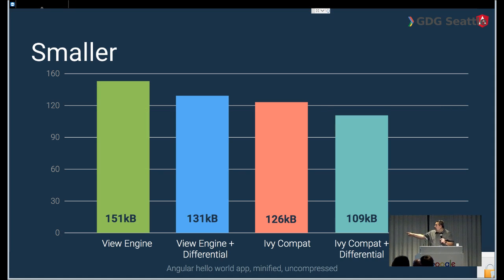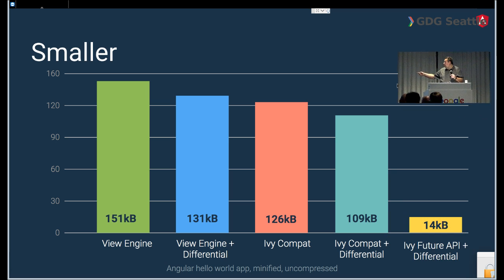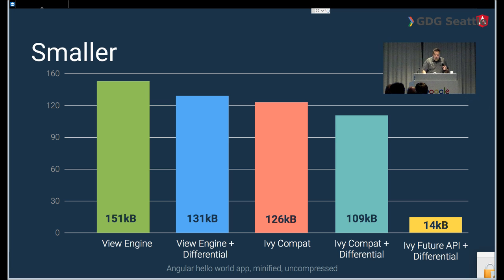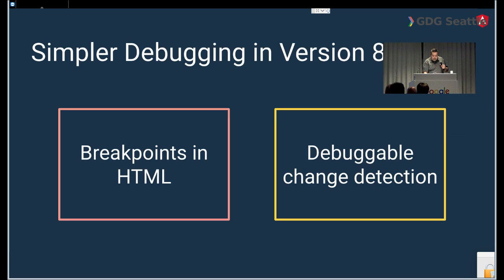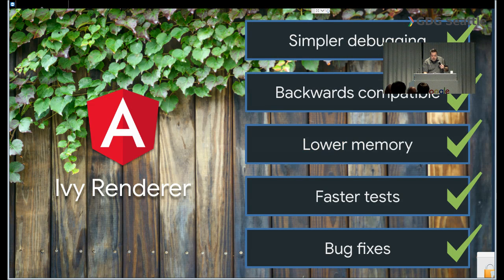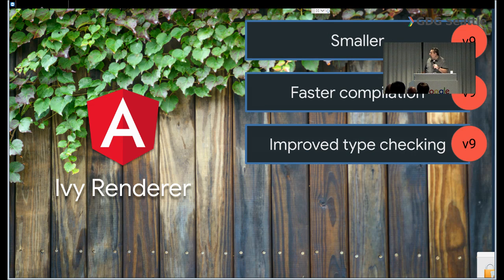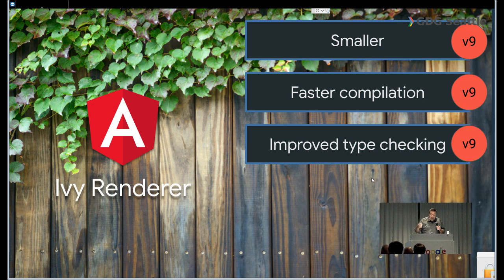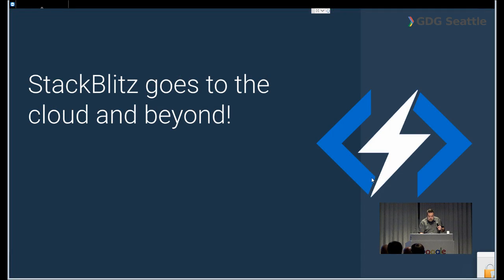With View Engine, that's version 7, you can see a created application is about 150K. In 8, it's going to be about 100. In 9, it's going to be a lot smaller, as you can see. So these are the things you get now in 8, and in 9 it's going to get a lot smaller, which also makes it a lot faster to compile, just because it's smaller.